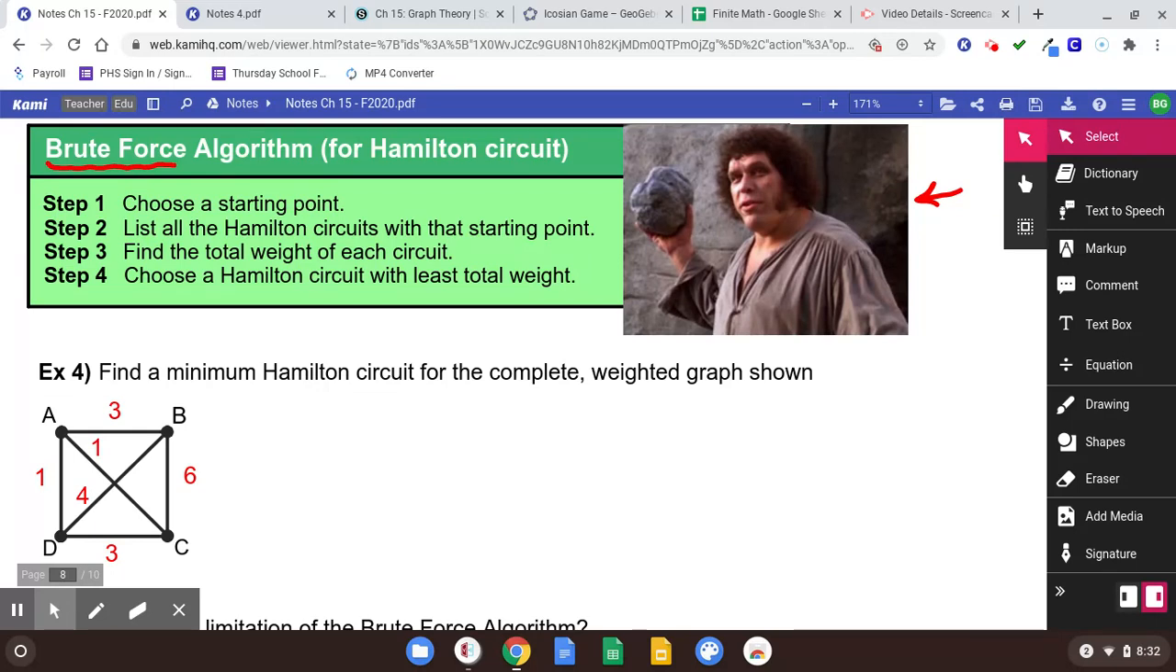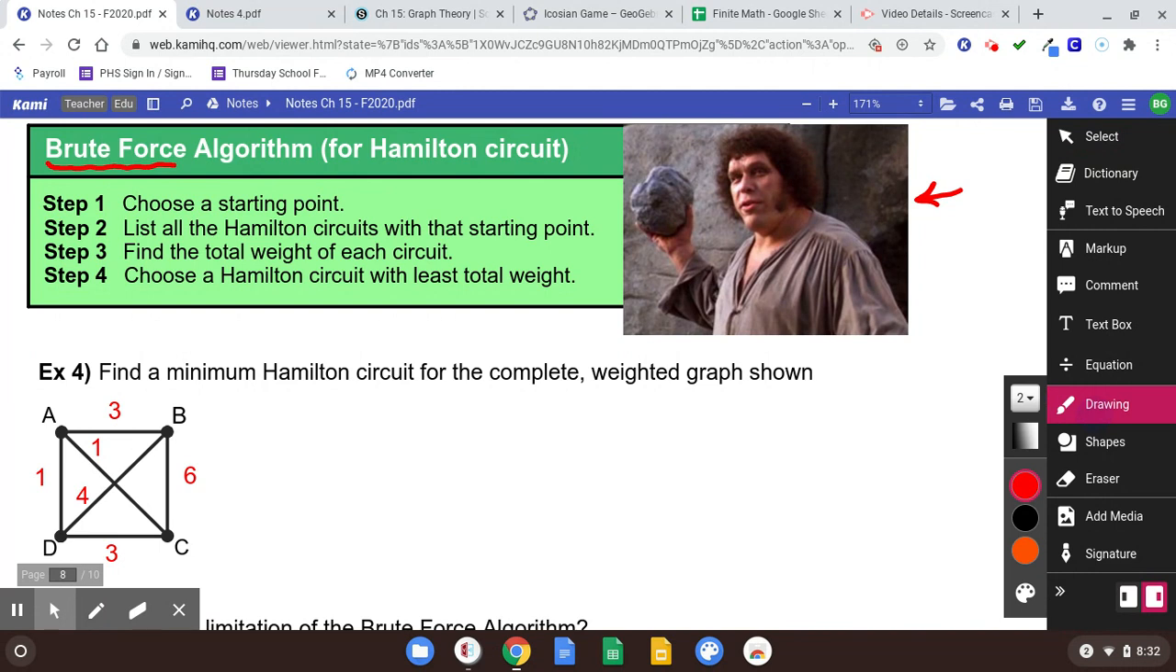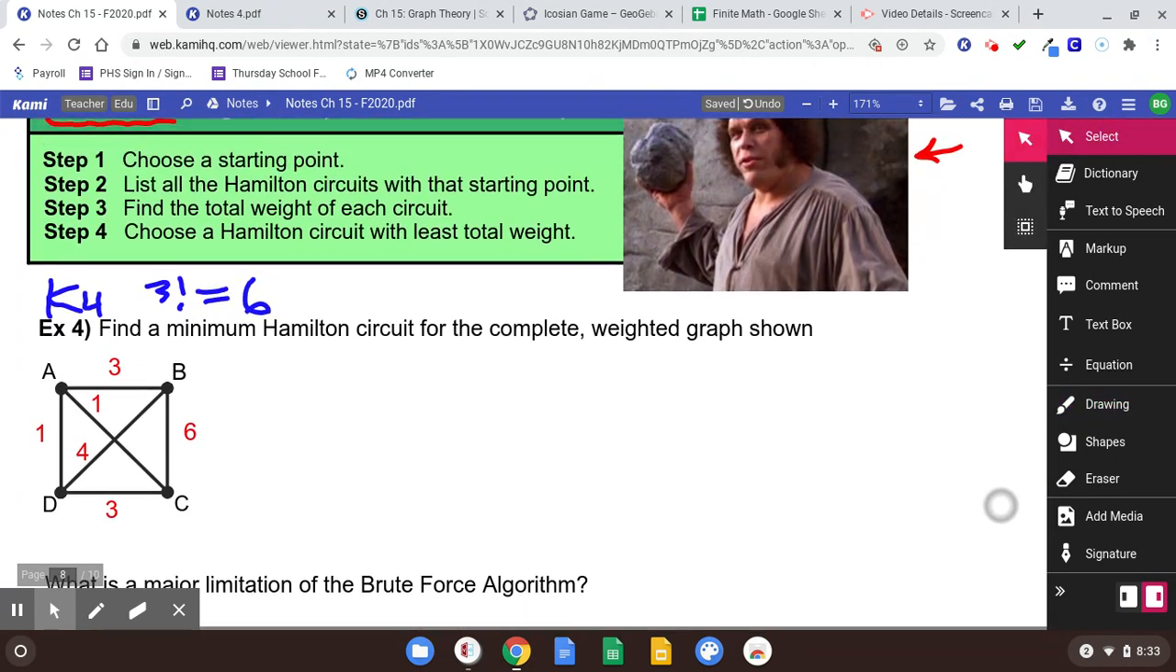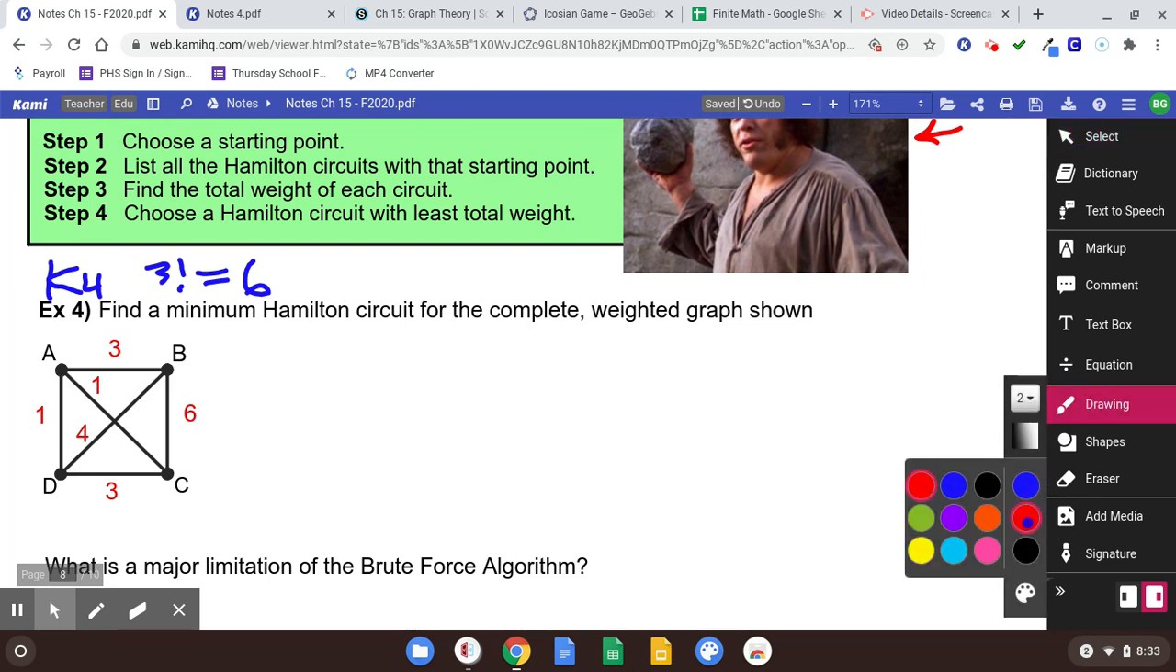Number 4 says find a minimum Hamilton circuit for the complete weighted graph. Now notice this is a K4. And we just learned a bit ago that this would have 3 factorial Hamilton circuits, or 6. So I know there are 6 Hamilton circuits. The brute force method is going to make me look at all 6 of them. Once you see all 6 of them, it'll be easy to pick the one with the minimum weight. So I think it just makes sense to start at A. So let's do that.